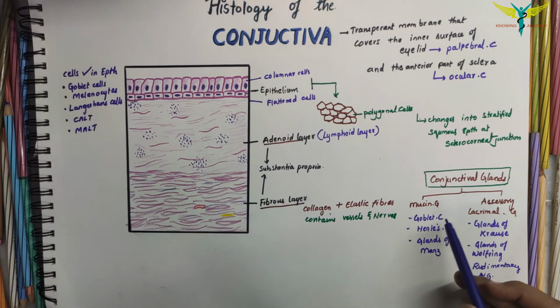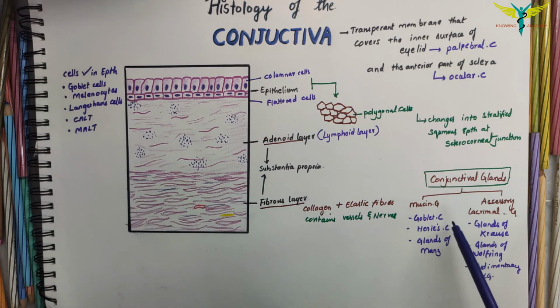These goblet cells are round or oval, and unicellular. These are absent in the marginal and limbal conjunctiva. Goblet cells are high in number in children and young adults. The Henle's glands are not true glands. These resemble the crypts of Lieberkühn in the large intestine.